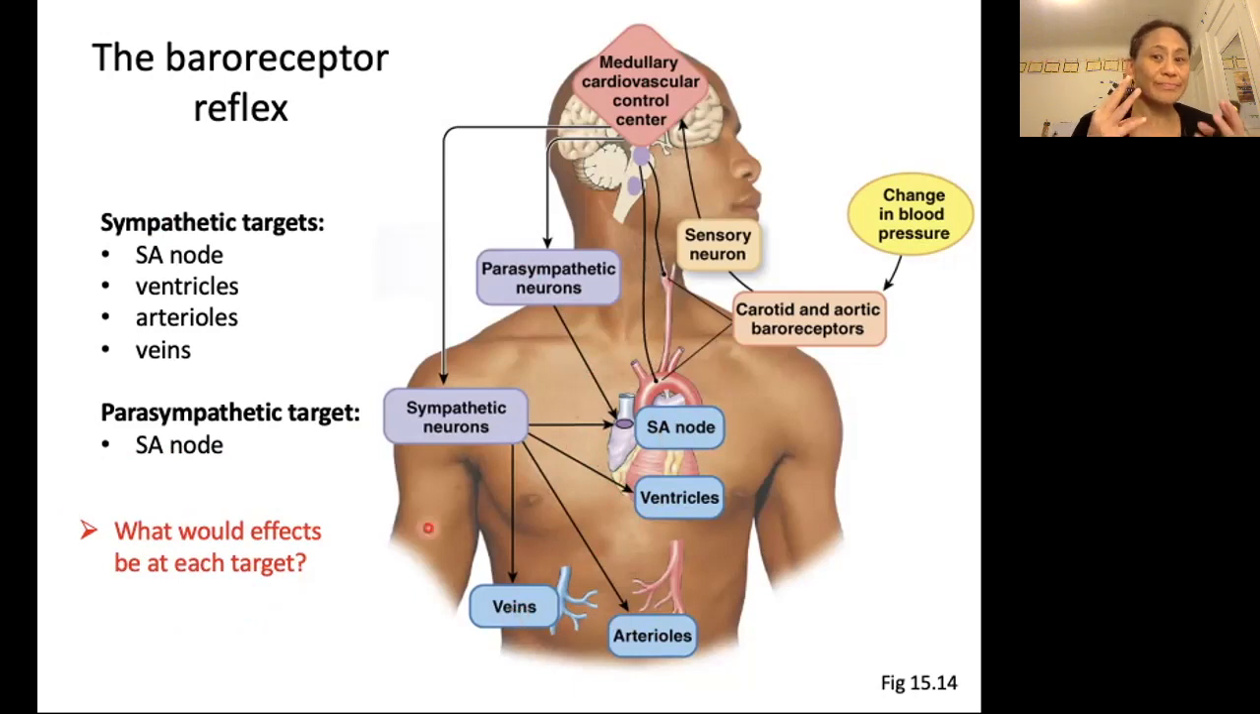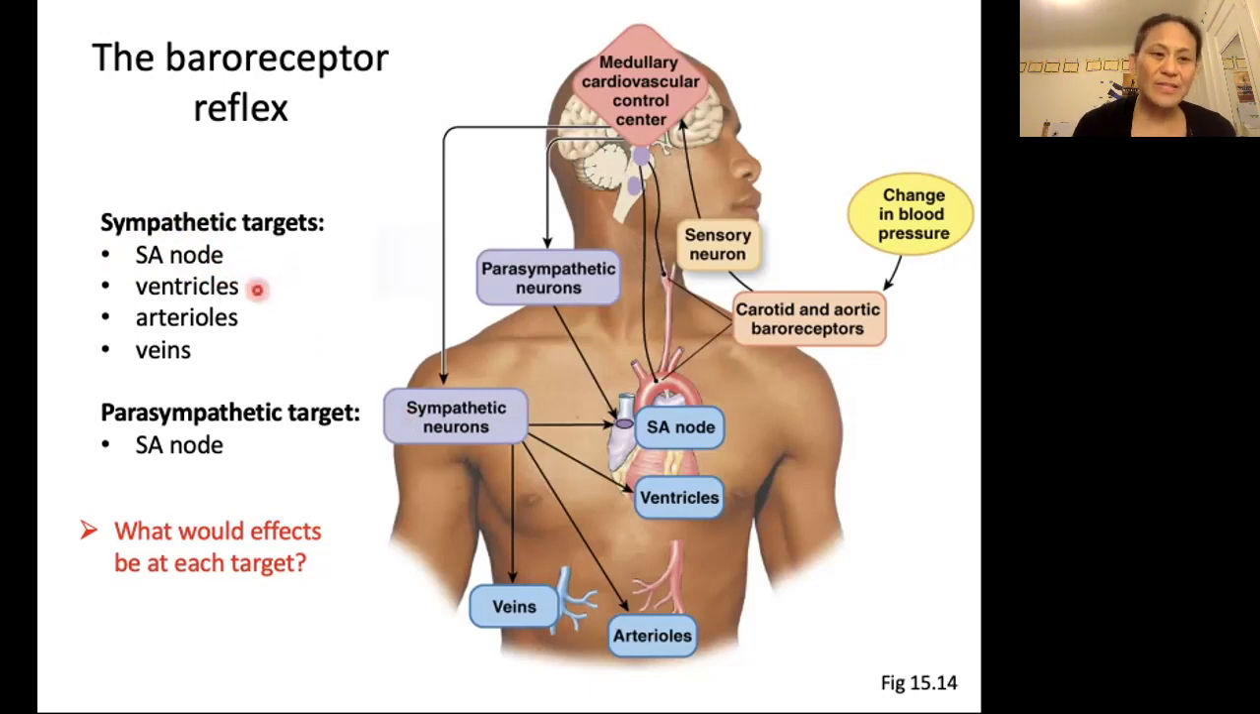I don't know how much of this you were able to recall or figure out on your own, but let's go through and talk about what happens at each of these targets that is then going to have an effect on blood pressure. The SA node, remember, is the pacemaker of the heart. So that's going to affect heart rate, which then is going to affect cardiac output, which then is going to affect your blood pressure. So that's what's going to happen at the SA node.